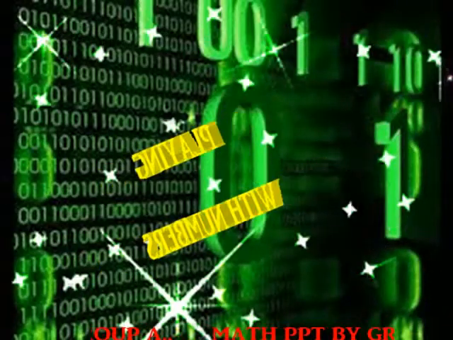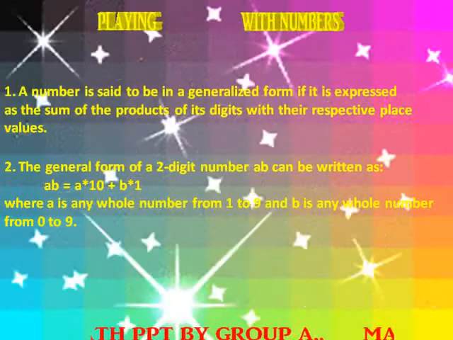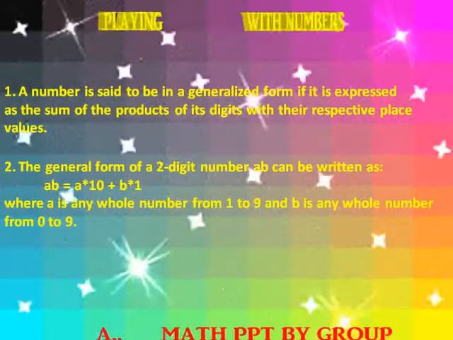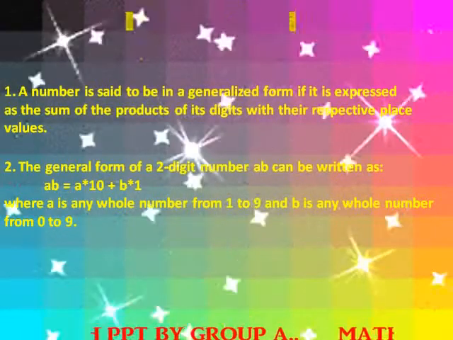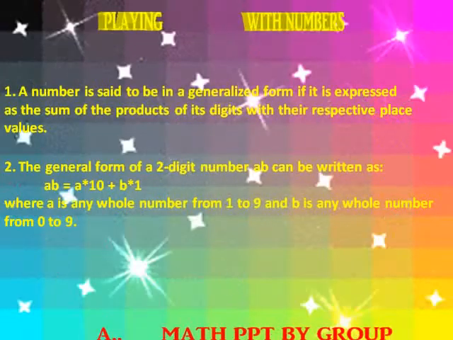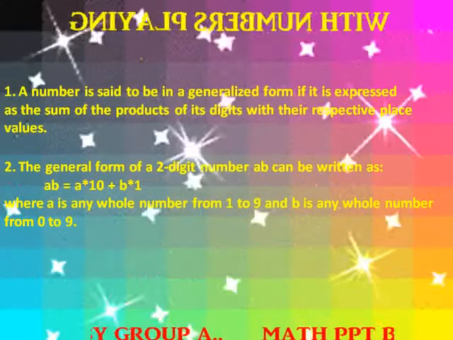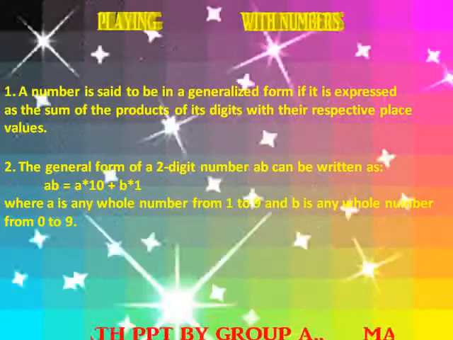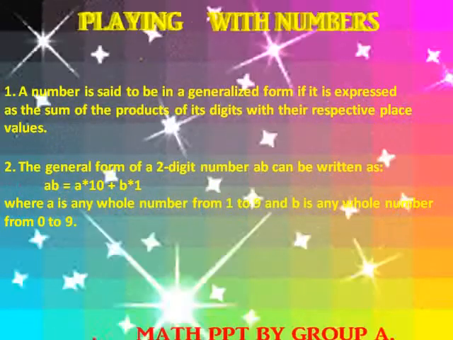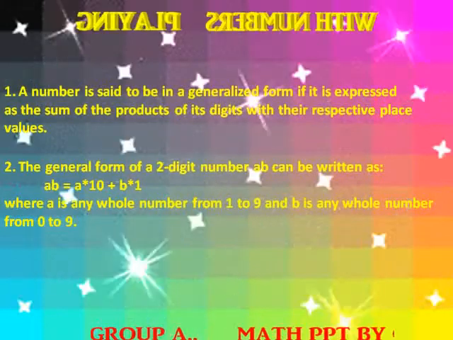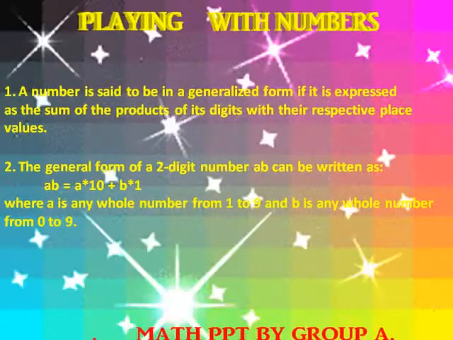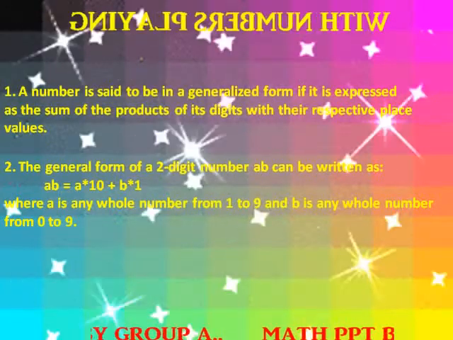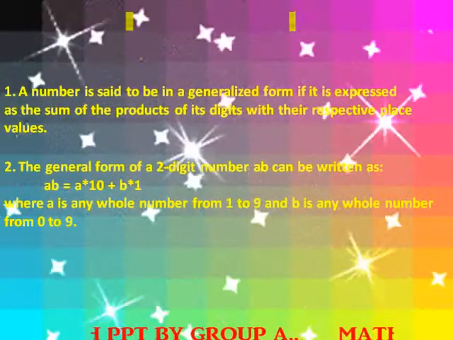Playing with numbers. 1. A number is said to be in a generalized form if it is expressed as the sum of the products of its digits with their respective place values. 2. The general form of a 2-digit number ab can be written as ab equals a multiplied by 10 plus b multiplied by 1, where a is any whole number from 1 to 9 and b is any whole number from 0 to 9.